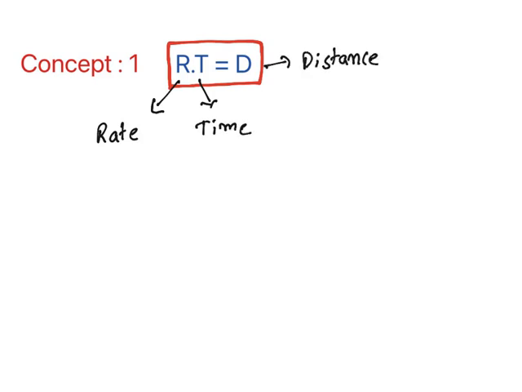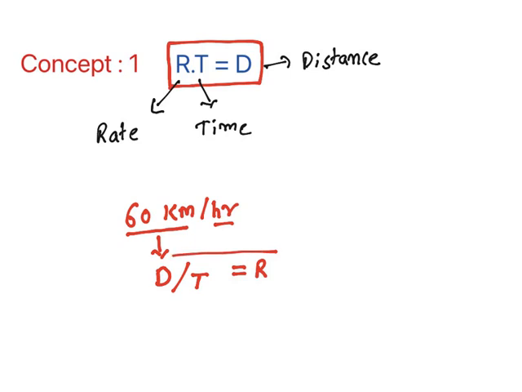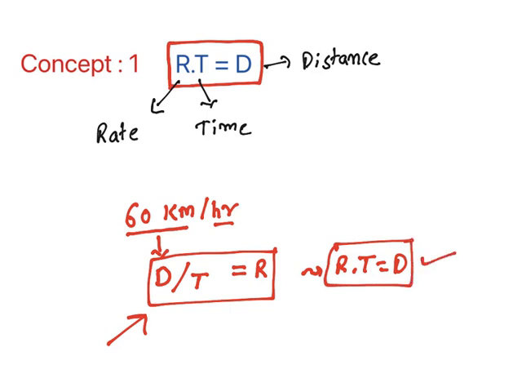Though it is put in a formula, we use it very regularly. Whenever you talk about a vehicle's speed, what do you say? Its speed is 60 kilometers per hour. The 60 kilometers is distance, per hour is time, and you say it is its rate. So this is R multiplied by T. You change it, you get R multiplied by T is equal to D. Unknowingly, we are using this very regularly and it has to be internalized and put in a formula. This simple formula enables us to solve many kinds of problems. So this is concept 1.